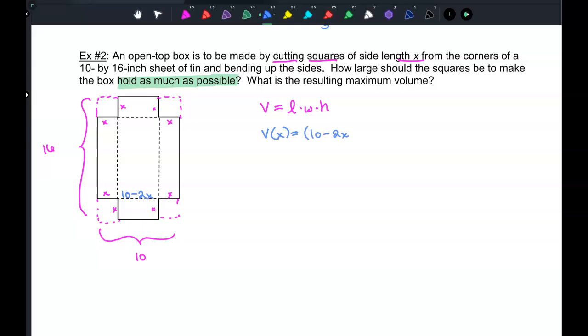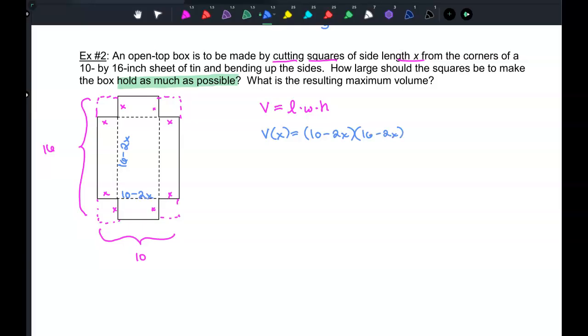So 10 minus 2x is the length. Similarly, if this whole piece is 16 in length, and I cut away an x on each side, this is going to be 16 minus 2x. Honestly, it doesn't matter which one is length and which one's width. So here, I'll have 16 minus 2x.